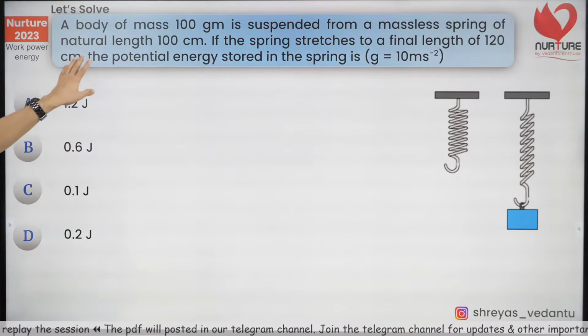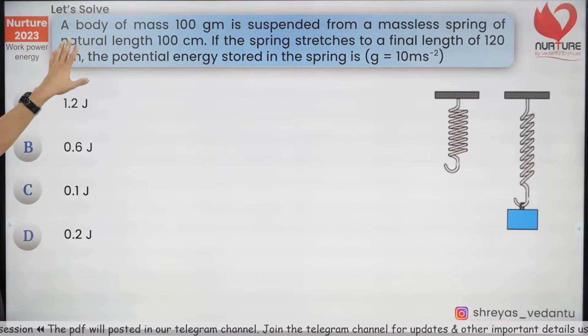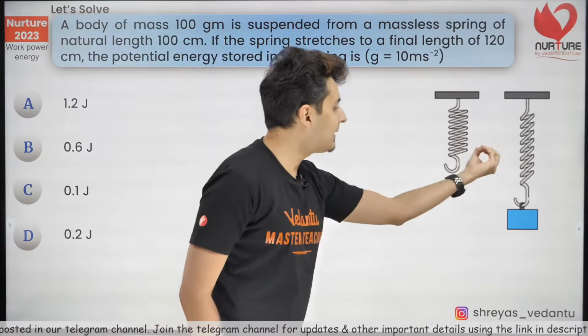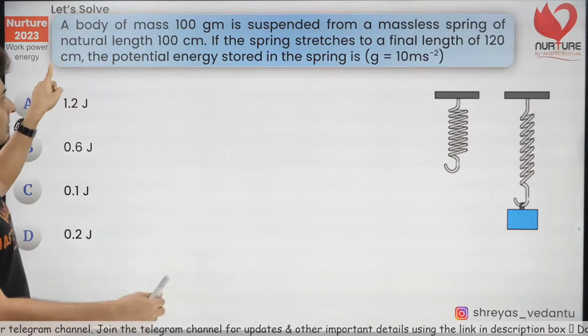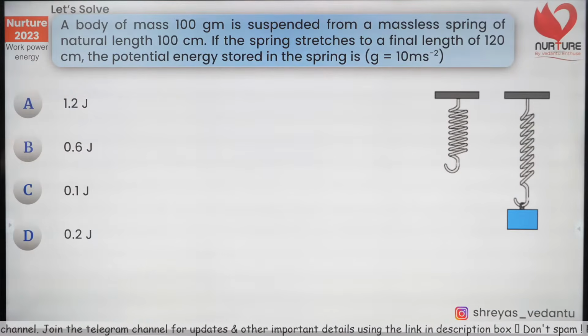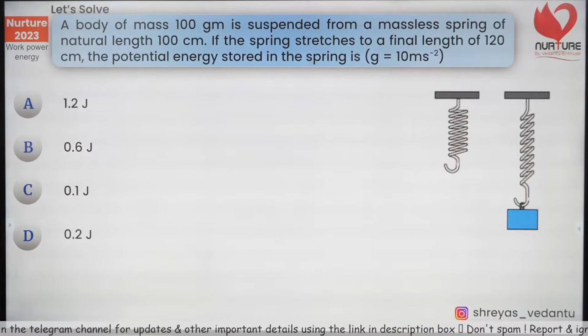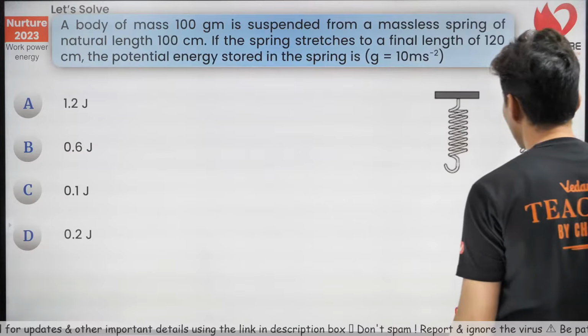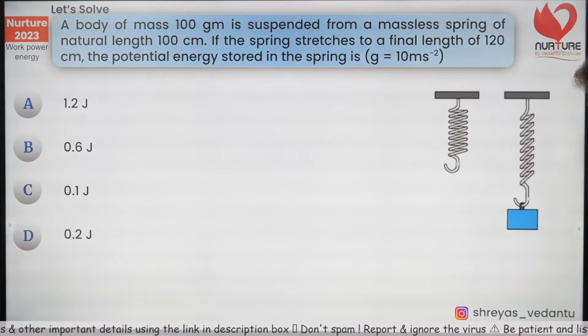This body of mass 100 grams is suspended, and initially the natural length was 100 centimeters. If you put this mass, it stretches by something, and the final length is 120 centimeters. How much potential energy is stored in the spring? Come on, my warriors, think about it.